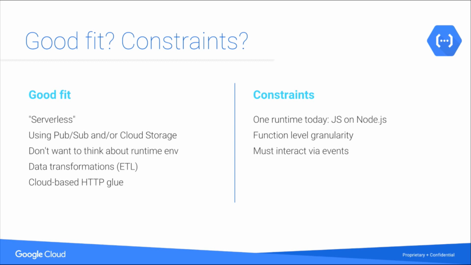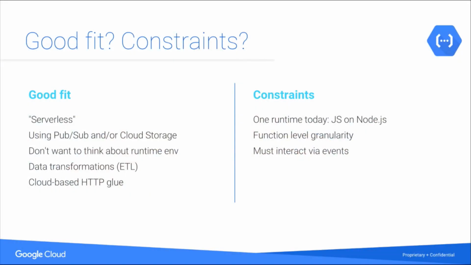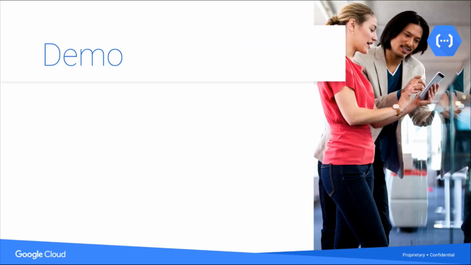We could think of it as the cloud-based HTTP glue. If you're working on a complex application, you could use Cloud Functions to duct tape around your microservices and create a service for your customers. From a constraints point of view, it's only on JavaScript or Node.js at this point in time, and it really works at a very low granular level, and you must interact based on an event driven function, as simple as that. So let's do a quick demo.